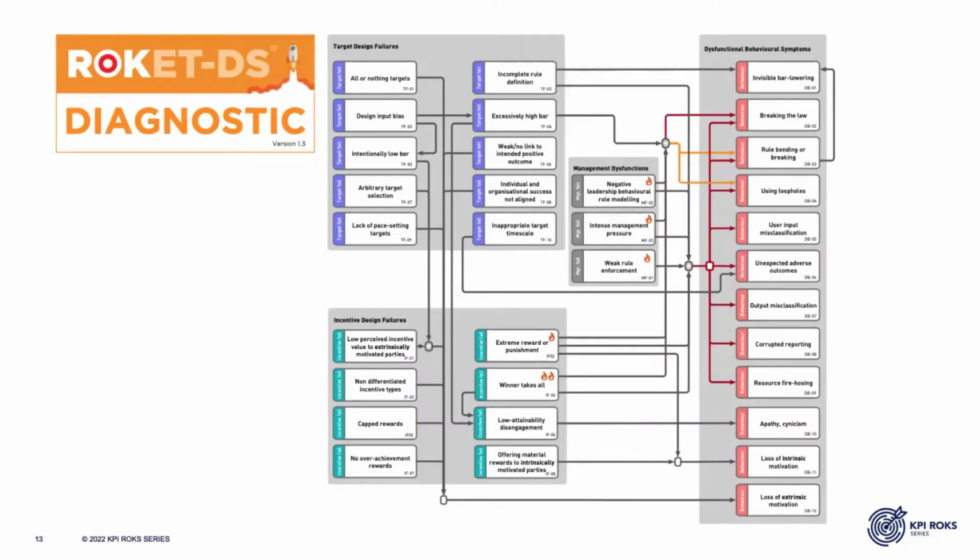And this is the full diagnostic, called ROKET DS. You have the full diagnostic here. This is combined in 4 parts. One is the target failures, the other one is the incentive design failures, the other one is the management functions, and the other one is the dysfunctional behavior symptoms, which you can see by the arrows. Each one is interconnected, and I will show ahead how this can work.